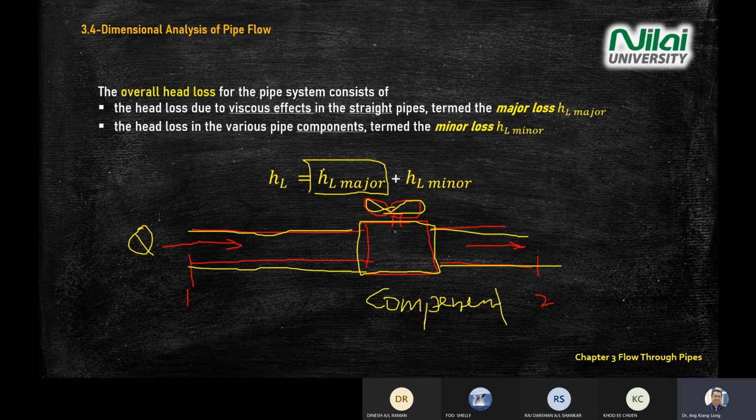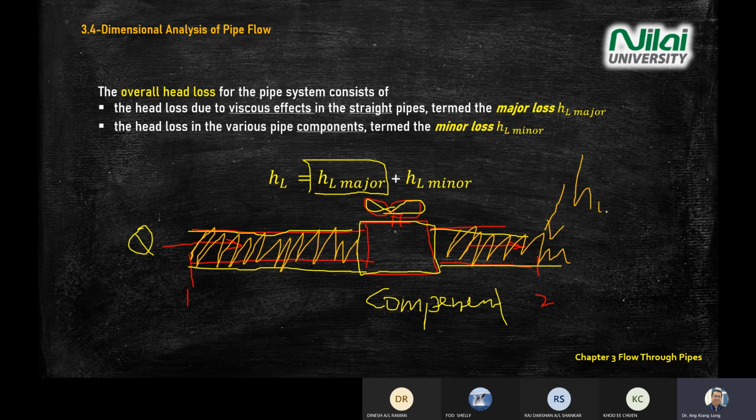I'm going to highlight what is the major head loss section that you need to consider, here and here. This one, the orange color one, is where you need to calculate HL major. It's the area that you need to focus on to calculate the head loss. Why? Because it's focusing on the straight pipe and the viscous effect.